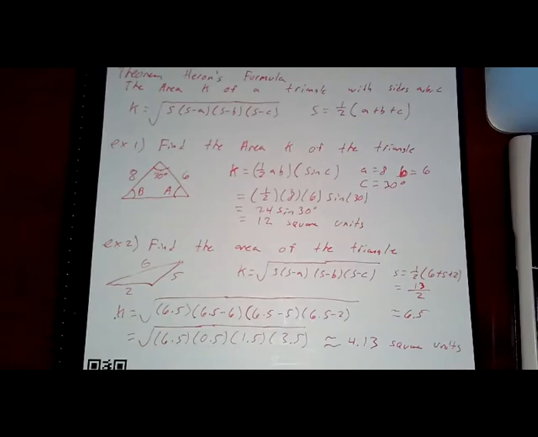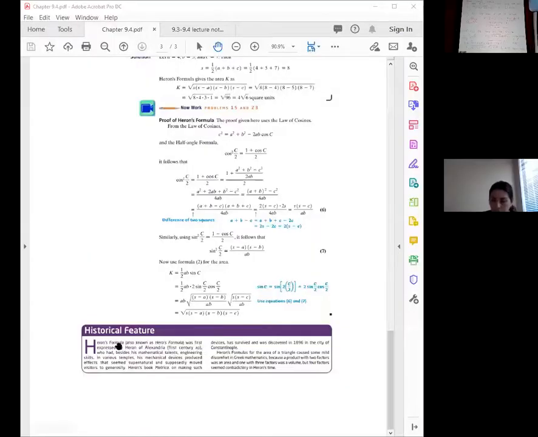Do you have any questions on example 1 or 2? No, it's okay. Oh, there it is in the book. I guess he wasn't lying to me. Check it out. Hero's formula, also known as Heron's formula. So I guess he was not messing with me. But it is from Greece, so makes sense.